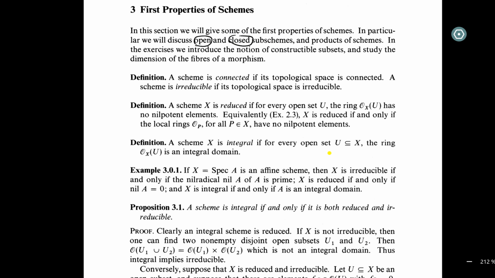And later, there are products of schemes. In the exercise, we introduced the notion of constructible subset and studied the dimension of the fiber of a morphism. A scheme is connected if its topological space is connected with the Zariski topology, for example. A scheme is reducible if its topological space is reducible.